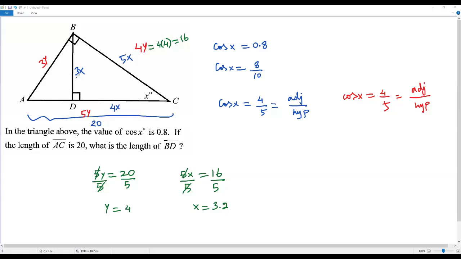Okay, now I got the value of x, that is 3.2. Now I can plug in 3.2 for x over here to get the length of BD. Already we got the length of BD in terms of x, that is 3x. So now we plug in 3.2 for x, and I'm getting 3 times 3.2, which is 9.6. So the length of BD is 9.6.